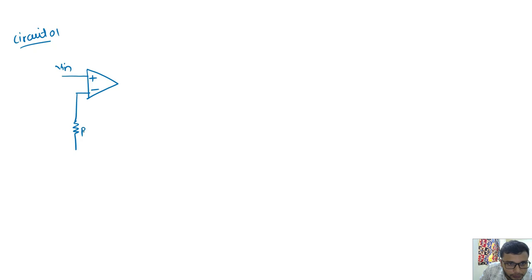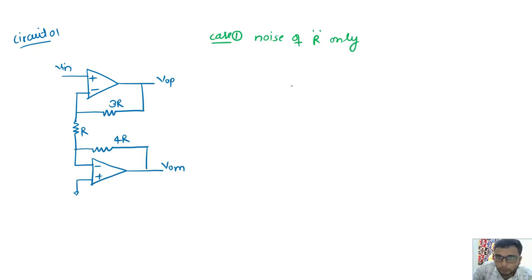Okay, so first I'll consider circuit 1, that is the first circuit. What we have at the input here is the resistor R, 3R, R only. So when the noise of R is considered only, then what can the circuit be?